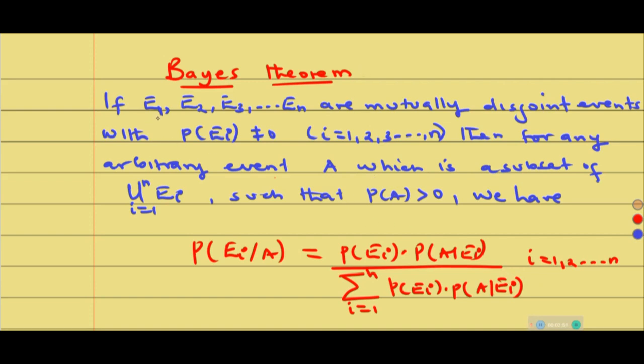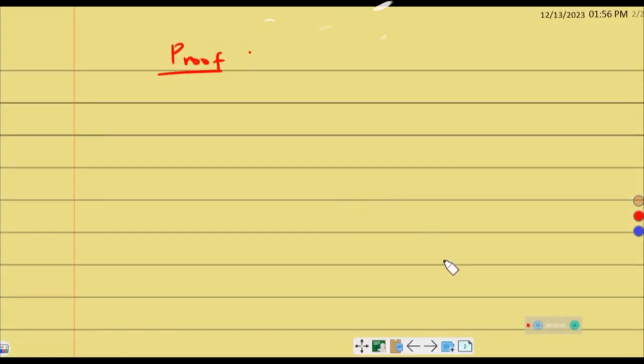We are considering what we call mutually disjoint events, E1, E2 up to En, provided that the probability of Ei is not equal to 0 for all the i's which run from 1 up to n. Then for any arbitrary event A, we shall have this true. So this is the statement, or what we need to prove as the Bayes theorem. So let us now come to the proof for the Bayes theorem, having looked at the statement.